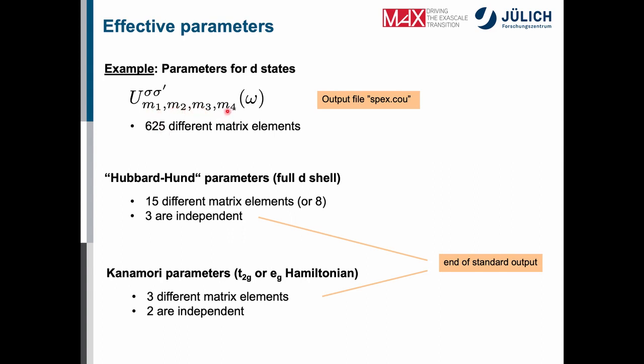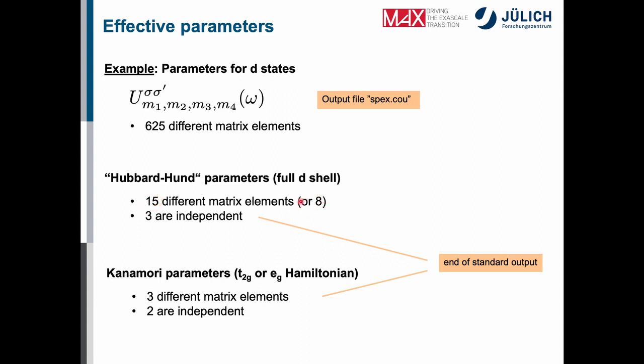Spex writes the non-zero matrix elements to a file, spex.q. Luckily, this complexity can be reduced if one assumes, first, that the screened interaction is isotropic, and second, that the radial Coulomb-Slater integrals are independent of the magnetic quantum numbers. Then only 15 out of the 625 elements are different.